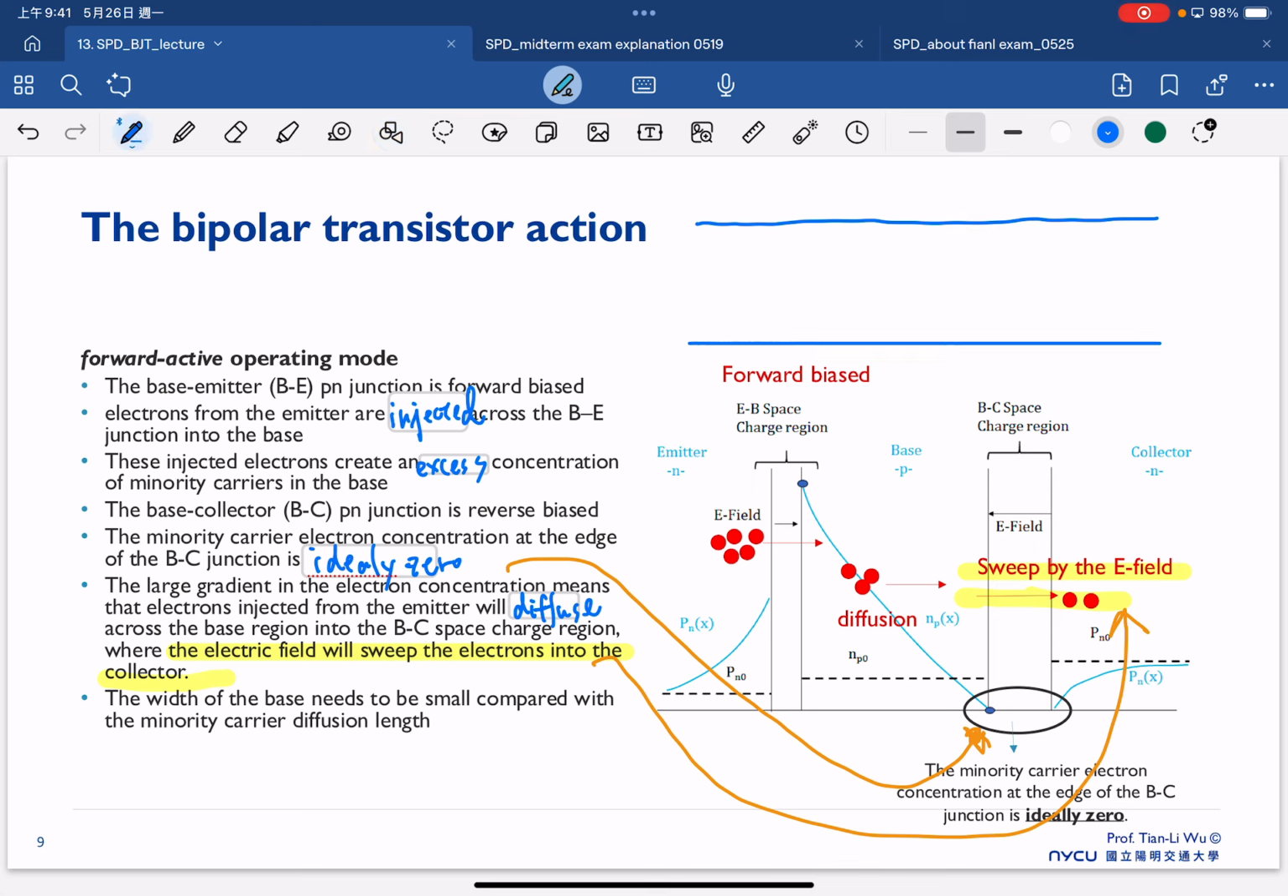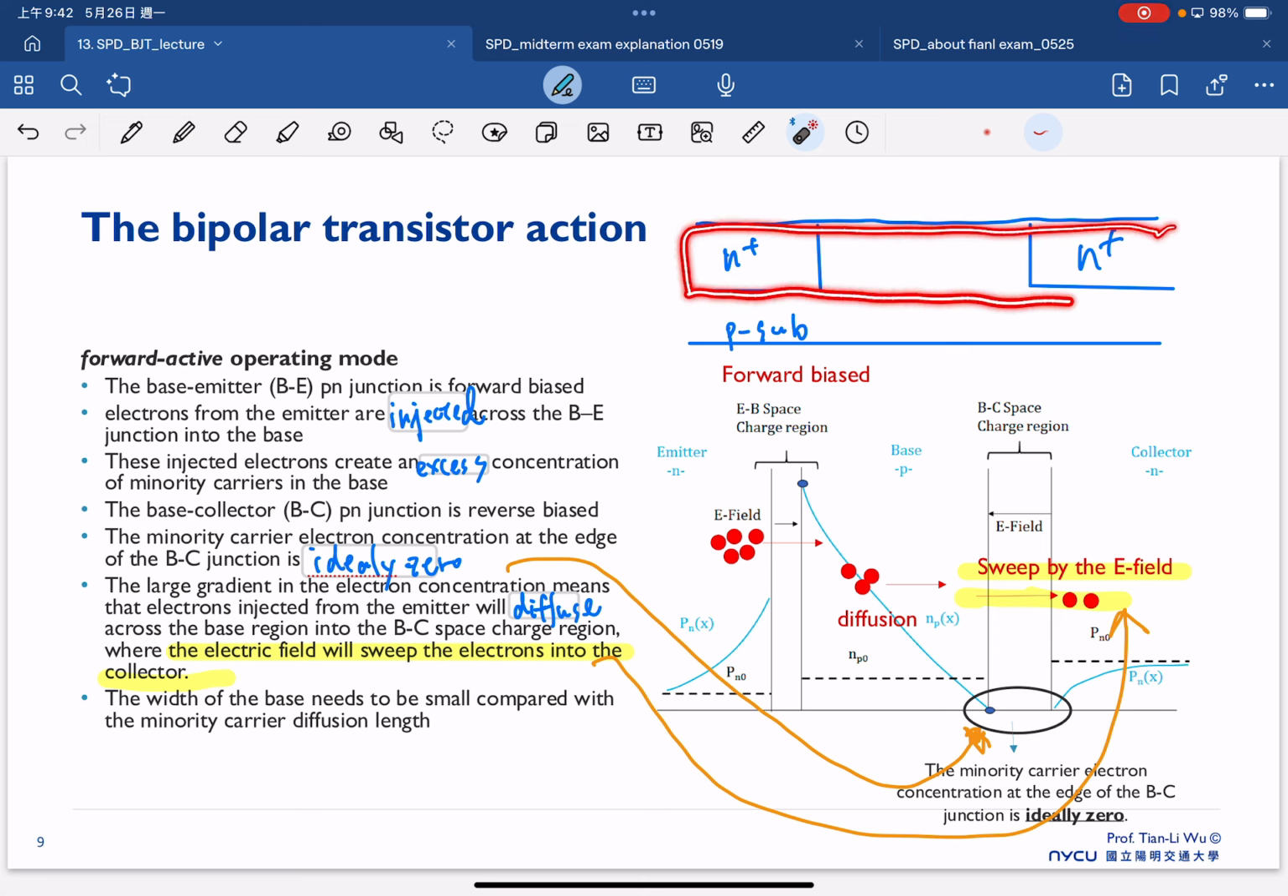So in the case of the MOSFET, we have the P substrate, right? And then we have the source and drain, so we have the N plus. If you think about only this region, this is exactly the same as a BJT, which is an NPN, right? So we have an NP junction here, and we have the PN junction here. So this region is actually identical to our bipolar transistor.